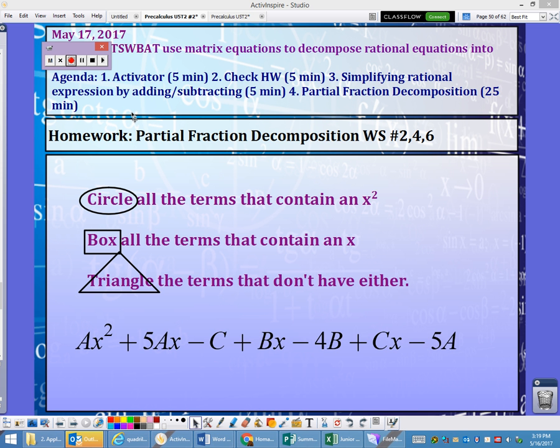Alright, so this lesson is going to focus on how to use matrix equations to decompose rational equations into parts. So we're going to talk more about what that means, but first of all, I want you to go ahead and try this warm-up. You will have a homework assignment tonight, which will be partial fraction decomposition.